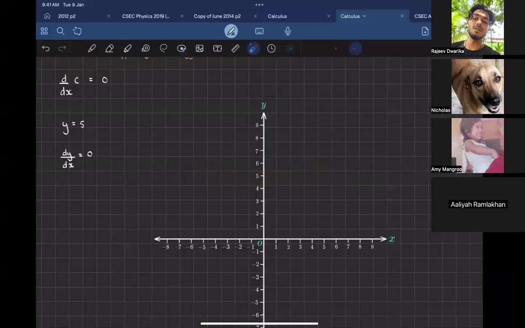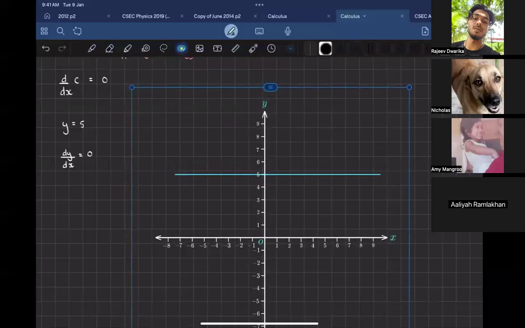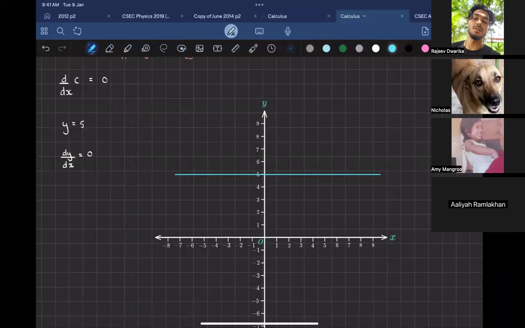Everybody who agreed that that is the line y is equal to 5? Amy, is that the line y is equal to 5? Yeah. It's a straight line, and the gradient of it also happens to be 0.